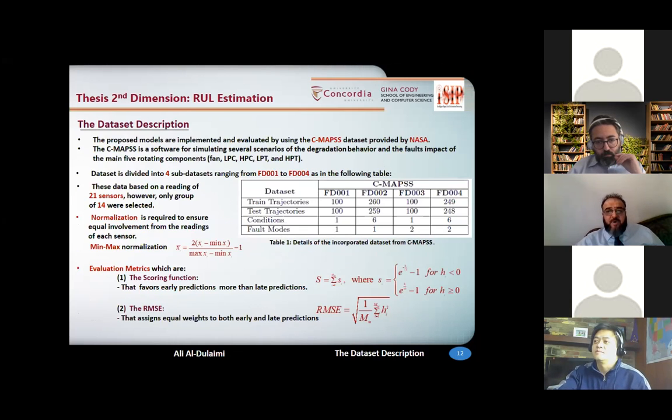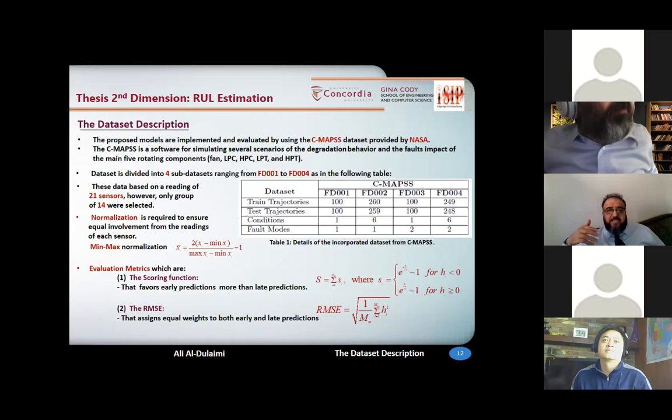Before going with some details about the proposed models, we need to give a brief description about the used dataset. The proposed models are implemented and evaluated by using the CMAPS dataset provided by NASA. The CMAPS is a simulation software that simulated several scenarios of the degradation behavior and the fault impacts of the main components of a big commercial engine, turbofan engine. And these components are the fan, the low pressure compressor, high pressure compressor, low pressure turbine, and high pressure turbine.